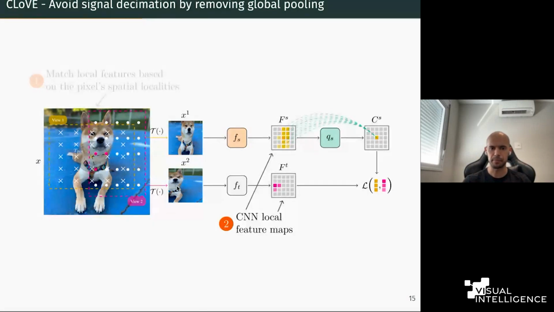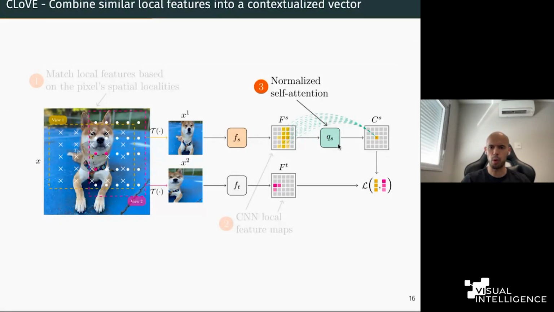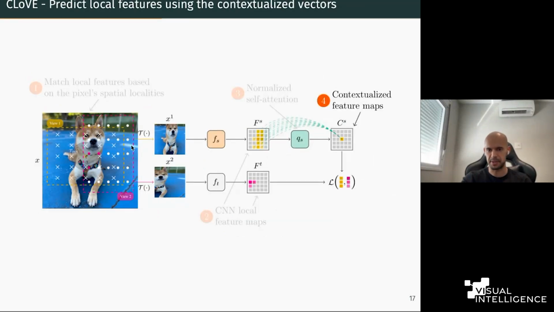And by knowing the mapping that I talked about before, where one pixel in one view is in the other view, we can now learn this contextualized module here, which is basically a normalized self-attention method that will take into consideration the similar regions in the image, the regions that share semantic characteristics, and create the contextualized feature maps. So as you can see, a single contextualized feature map now is a combination of many local features from the original image, and of course local features that correlate between themselves.